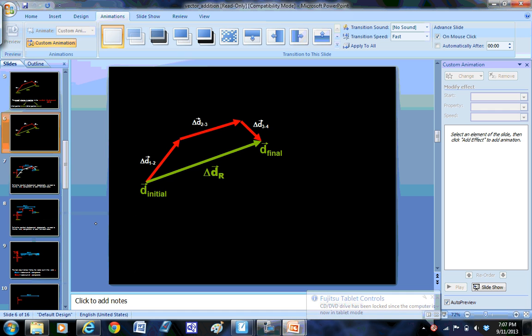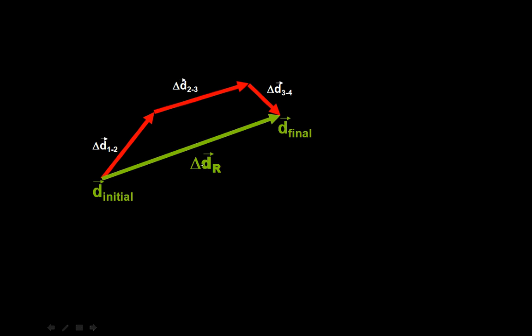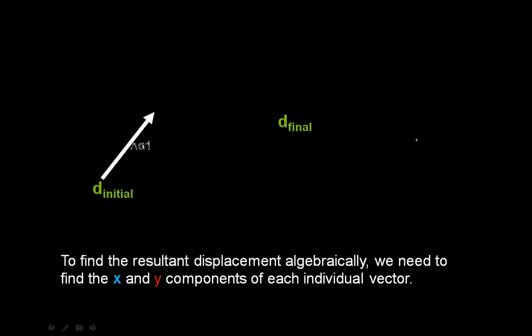Okay, ladies and gentlemen, so in this segment we're going to be looking at how we can take vectors that are at an angle and use the algebraic or mathematical method to determine the resultant displacement. So in order to do that, we're going to take our individual displacements and find the x and y components.